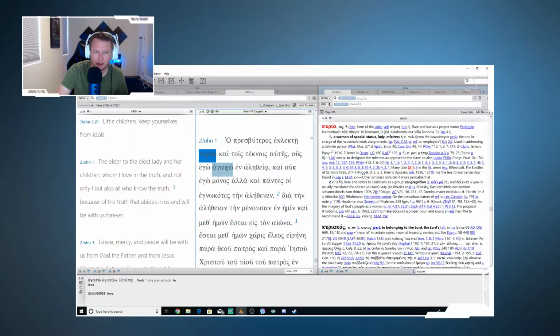Whom I love. I love. This is masculine plural accusative. So it refers to this one and this one because it's a group of mixed. My love in truth.